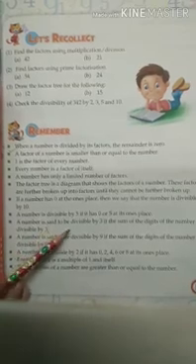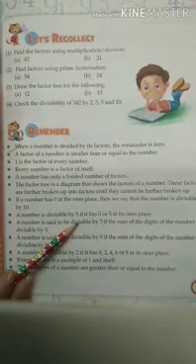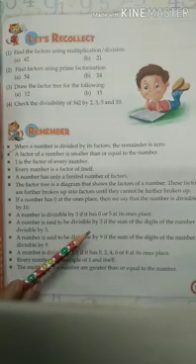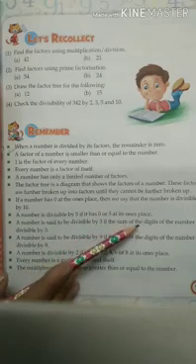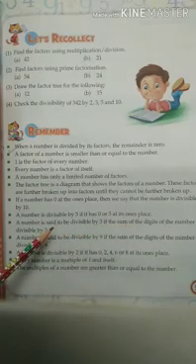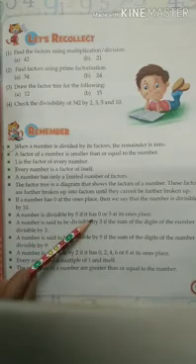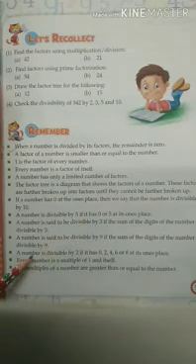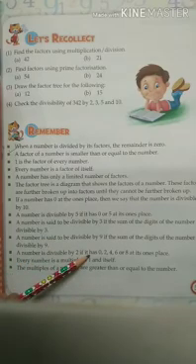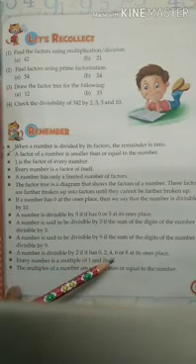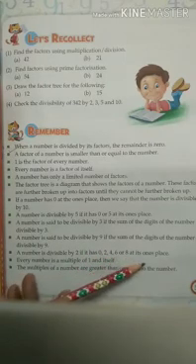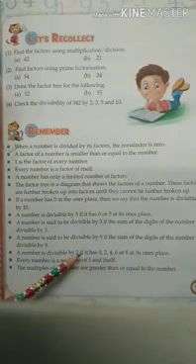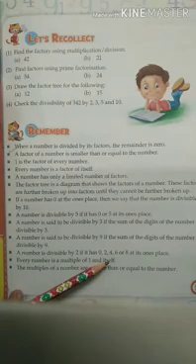In the same way, divisibility by 5 is also very easy. If there is 0 or 5 at the ones place, it means the number is divisible by 5. Here we will learn divisibility by 2. If the ones place has 0, 2, 4, 6, or 8, it means the number is divisible by 2.